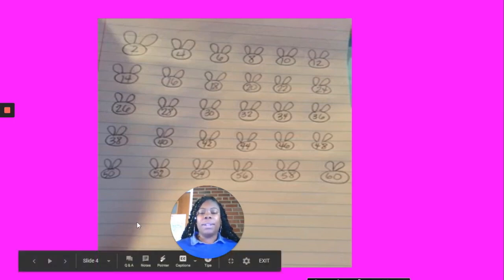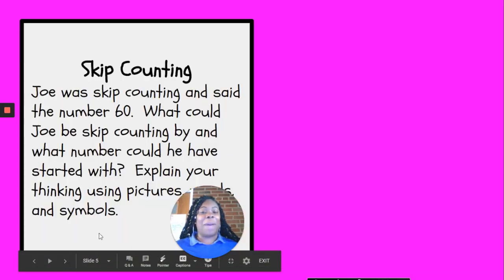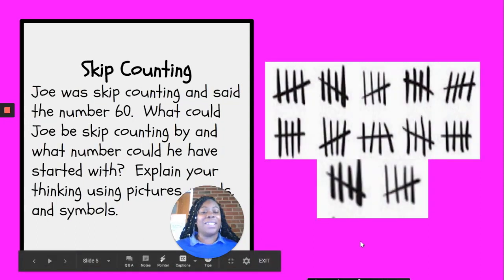All right. Did anybody else count by twos? Well, let's move on, because even though I counted by twos, I also counted by fives. So take a look at my tally marks. Each tally mark represents 5.